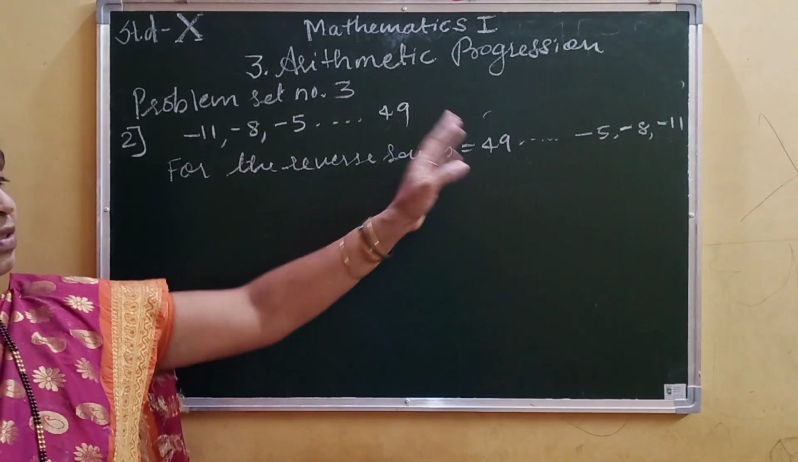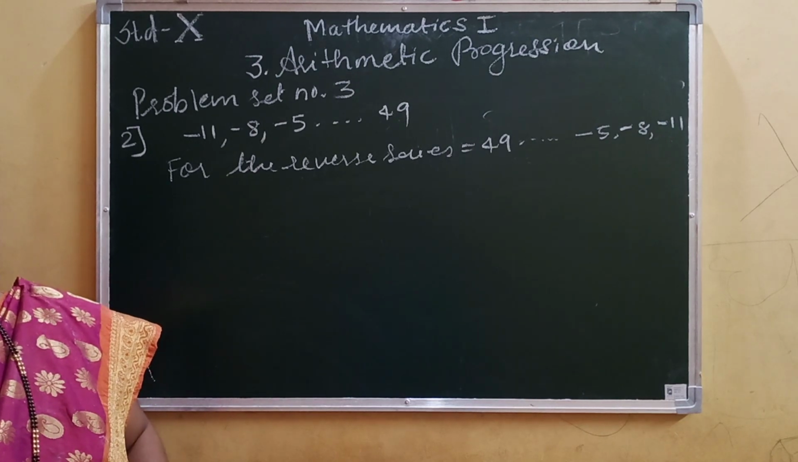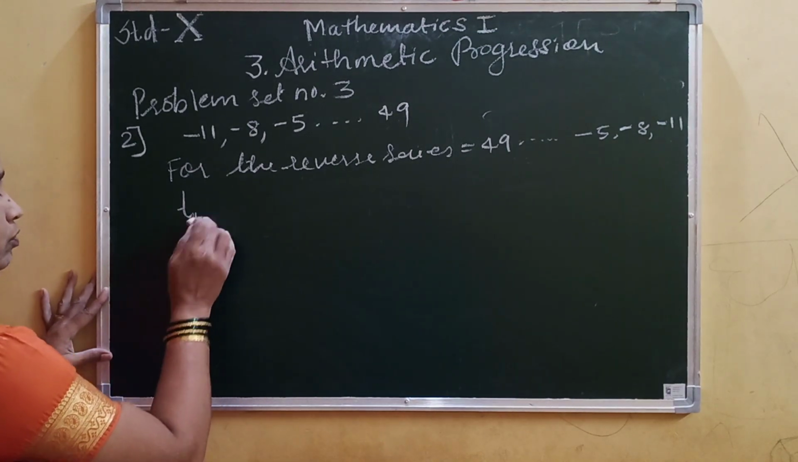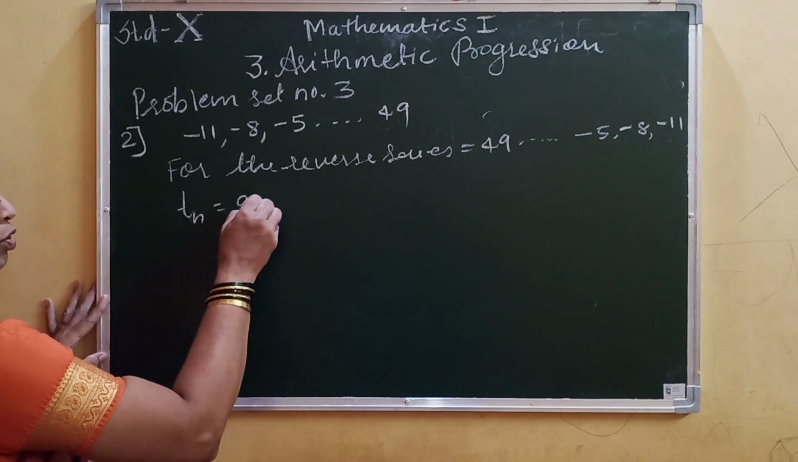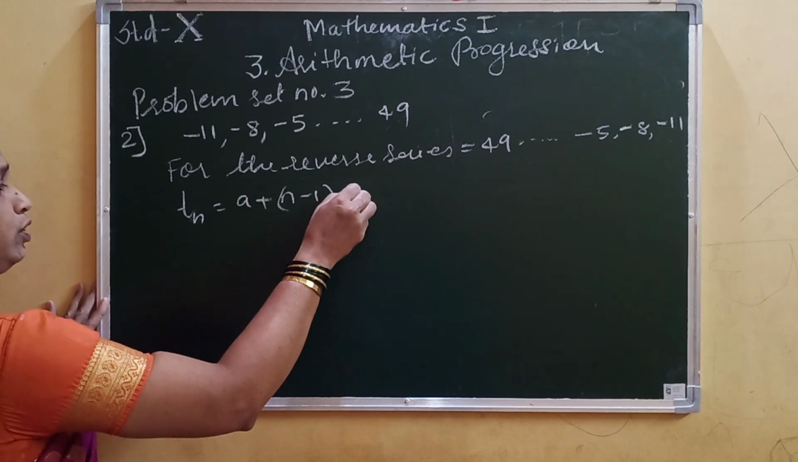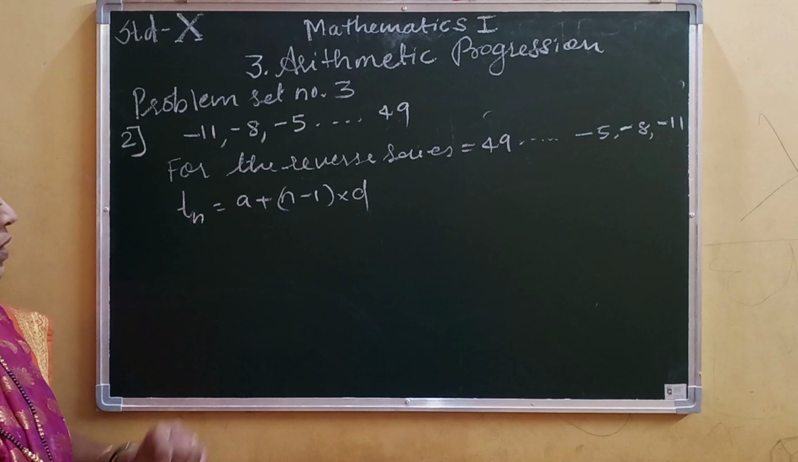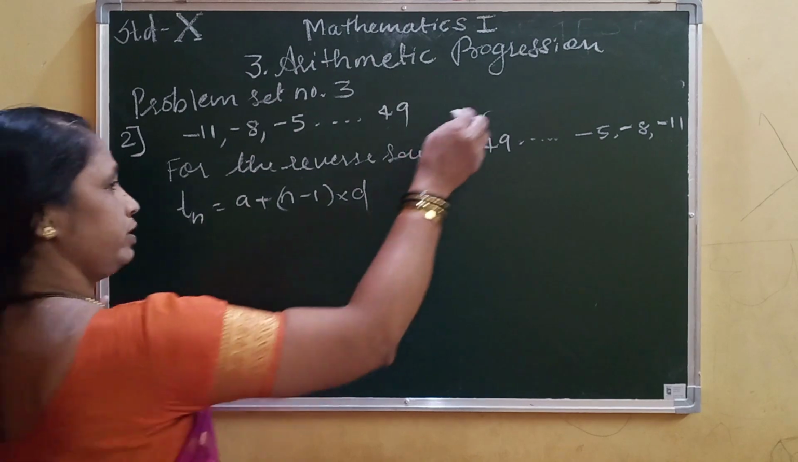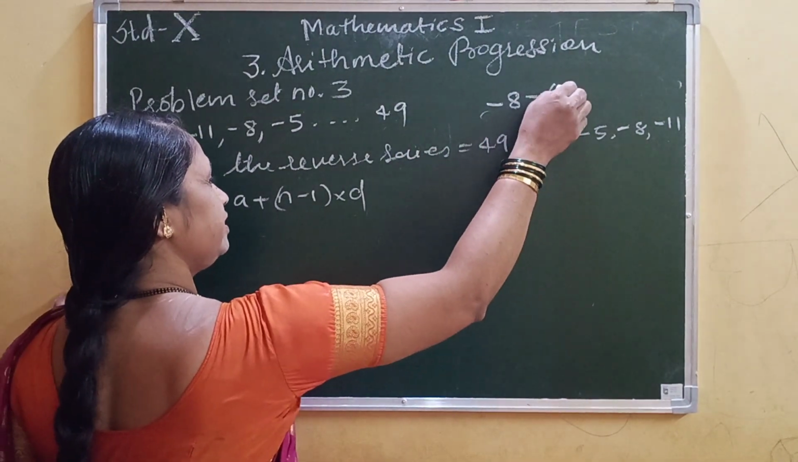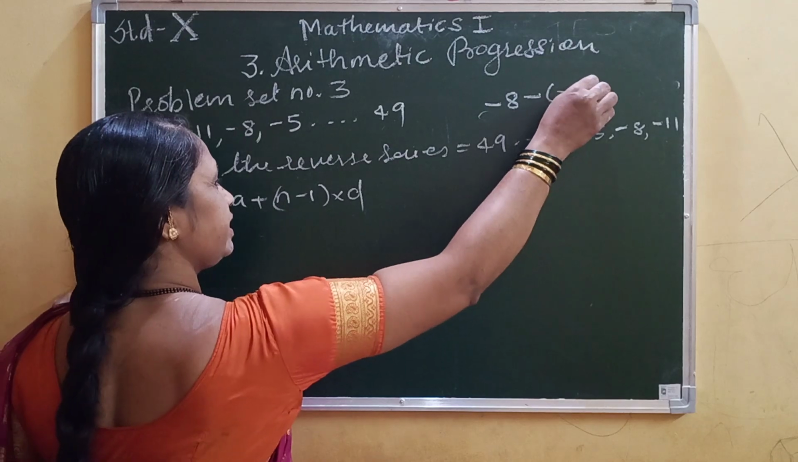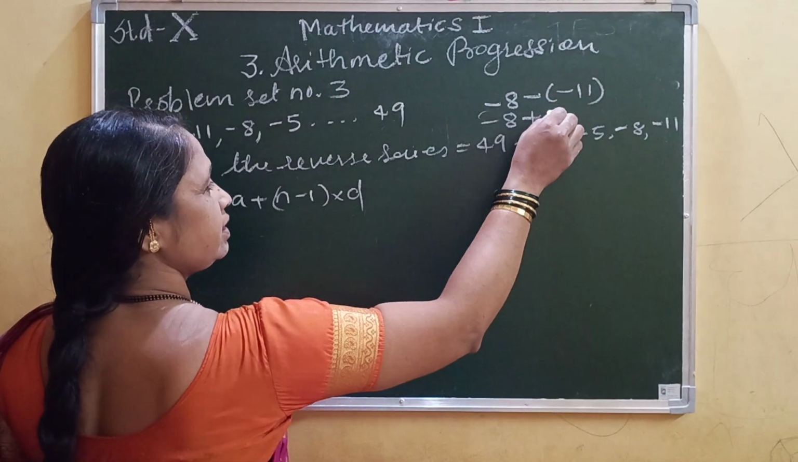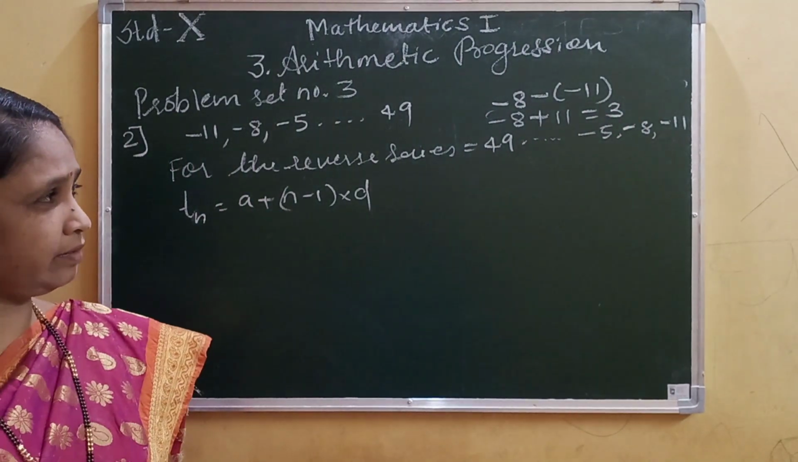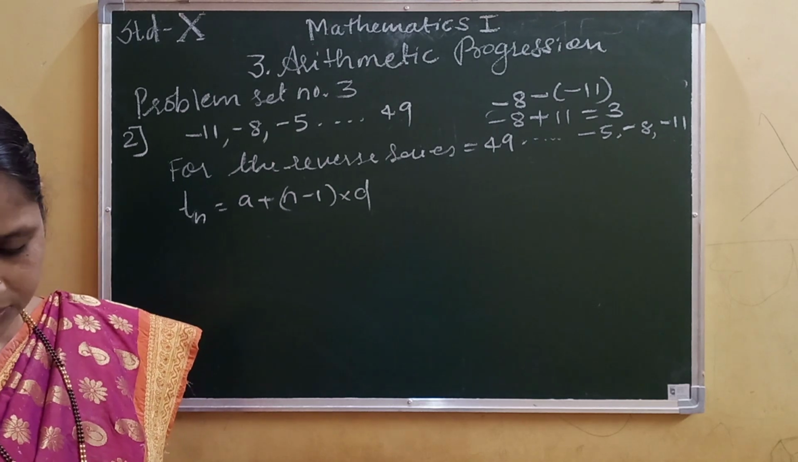Here the first term is 49 and you have to find the fourth term. So we will write T4 is equal to, the Tn formula we know, Tn is equal to A plus n minus 1 into D. Now the difference we have calculated here. The difference is T2 minus T1, that is minus 8 minus minus 11, means minus 8 plus 11, which is equal to plus 3.